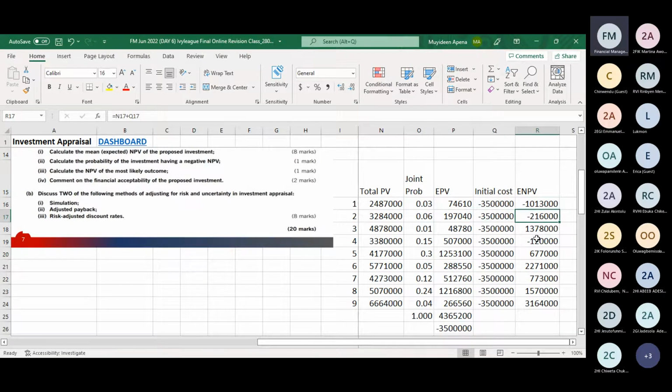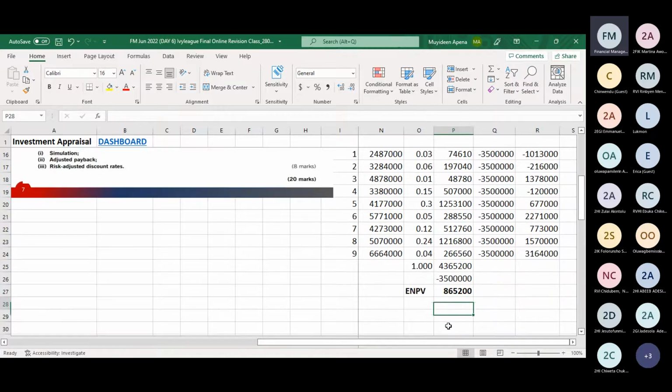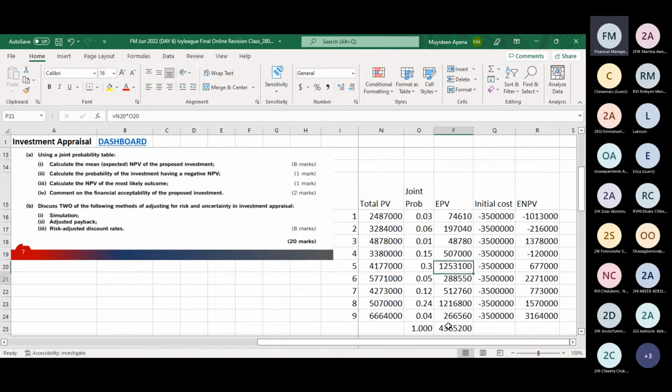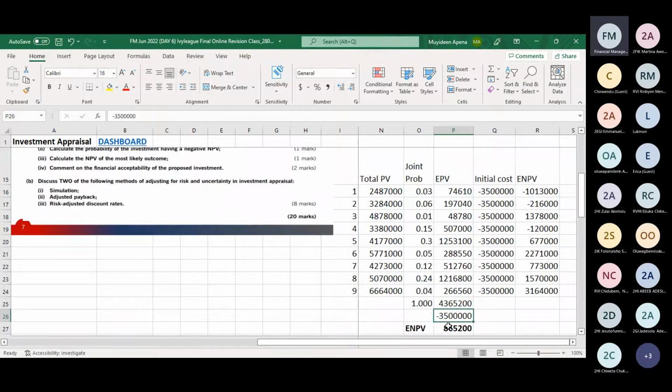So we do that for each of these scenarios, because we're asked to do something here. We are asked to calculate the probability of the investment having a negative NPV. So look at the different scenarios here and point out the probabilities where you record negative NPV. That responds to Roman figure 2. For Roman figure 1, the expected NPV of the proposed investment is what we have done here. So we have the expected present value minus the initial cost of 3.5 million. We get the expected net present value.